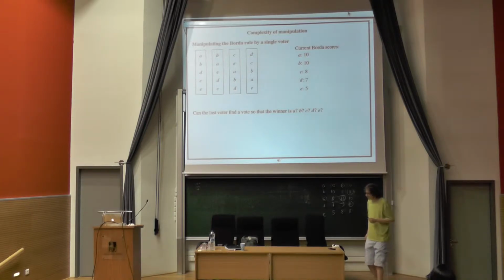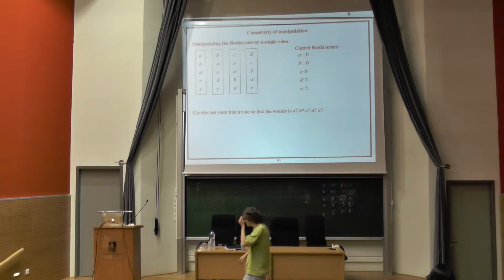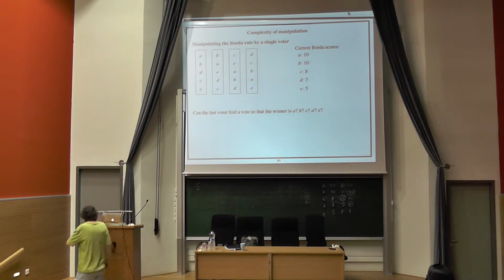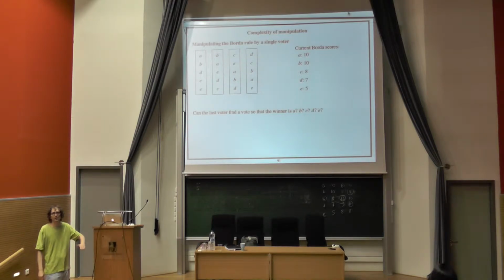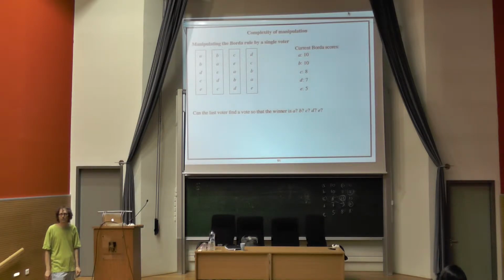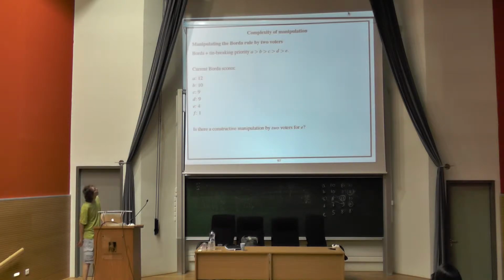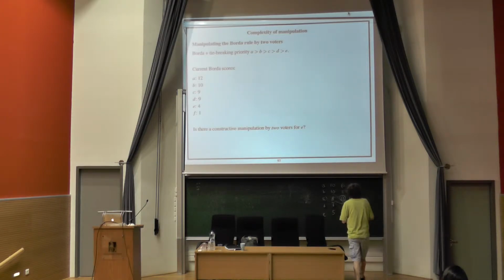This algorithm, which is to rank first the candidate you want to see elected, and then rank all the candidates starting by the one with the least Borda score, works. Actually, it is an algorithm for complete manipulation of Borda for a single manipulator. So the conclusion is that for a single manipulator, manipulating the Borda rule is computable. It can be done in polynomial time. Now, what about two manipulators? So, let's do it.